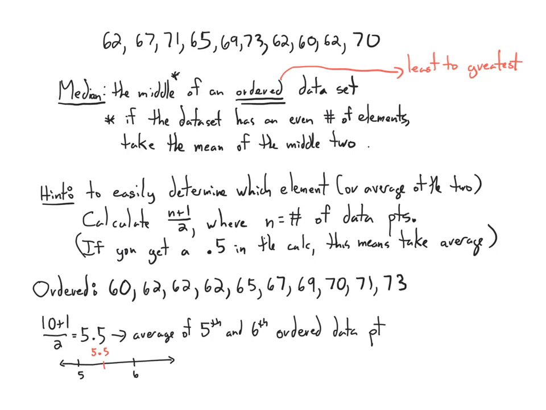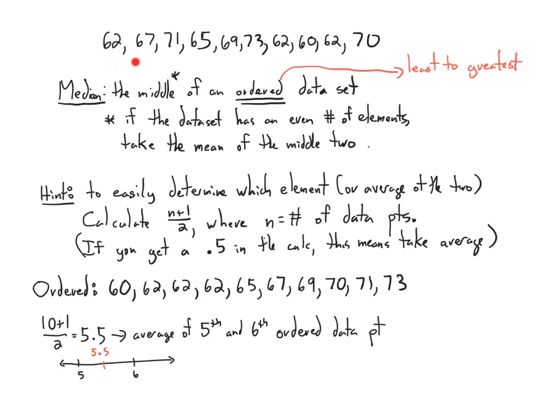And especially if you have large data sets, there's a little hint to determine, once you have your data in order, which elements you need in order to calculate the median. So what you do is you just take the number of data points that you have, n, and add 1, and then divide by 2. And we'll use that hint in the example that we have below.